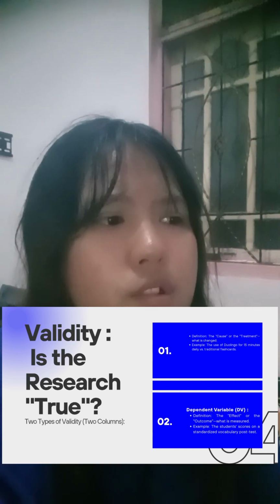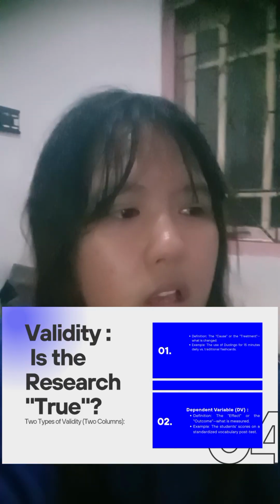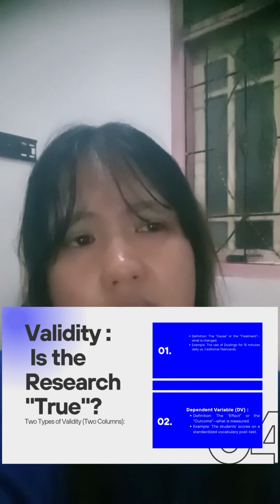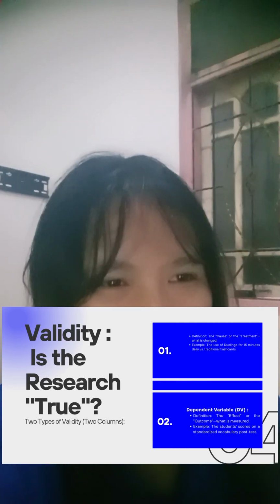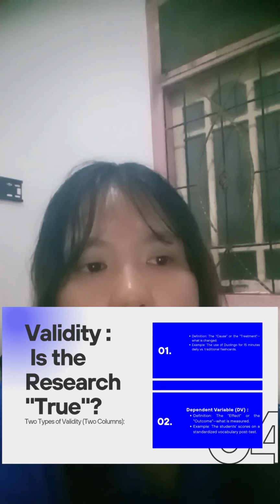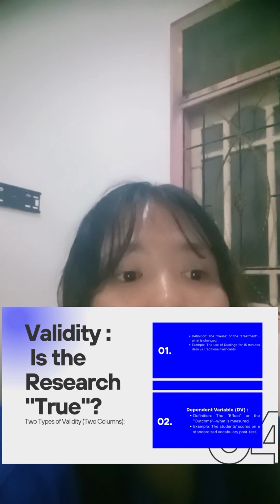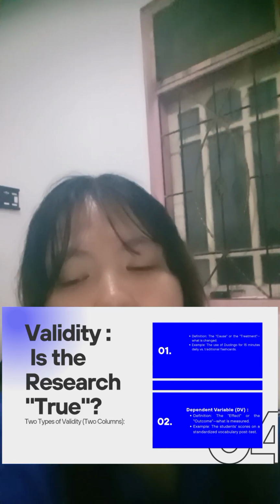And of course, in this research type, there are two types of variables. The first, the IV, is the cause or the treatment, what is changed. And then the second is the dependent variable, or DV, which is the effect or the outcome, what is measured. For example, a student's score on a standardized vocabulary post-test.